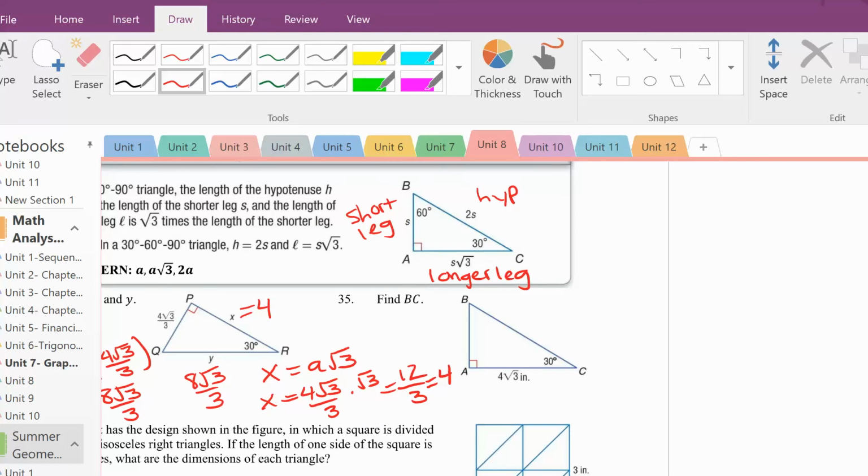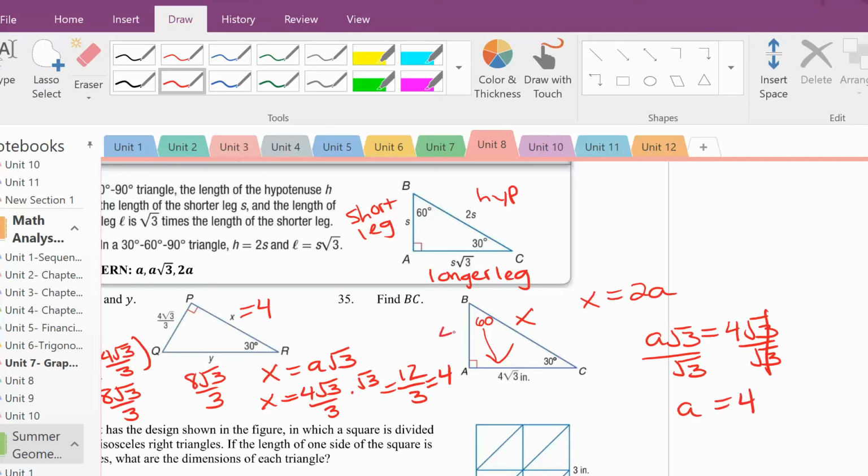35, BC is the hypotenuse. We'll call that x. So x is equal to 2a. But in this case, we know that this is 60. So across from the 60 is the 4 rad 3. So we know a rad 3 is equal to 4 rad 3. So if we divide by rad 3, we get a equals 4. So that means the smallest leg is 4, which means the hypotenuse is 2 times 4, which is 8.